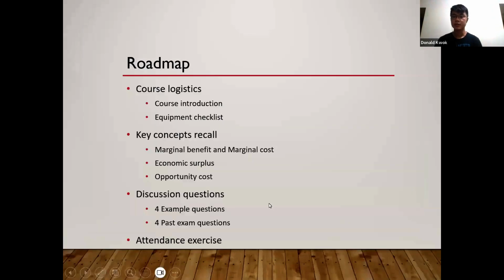So basically, this is the structure of each tutorial. We'll start with the key concept review of each topic, and then move on to some discussion of the problems, which includes some simpler example questions and also some more complicated past exam problems. During the tutorial, we'll also complete the attendance exercise. This is basically the roadmap of each chapter, okay? And for this first tutorial in particular, we will also go through a little bit of course logistics and introduction.